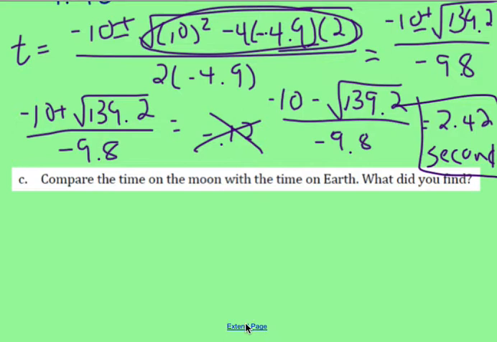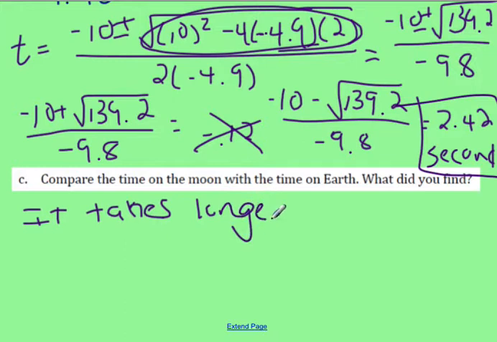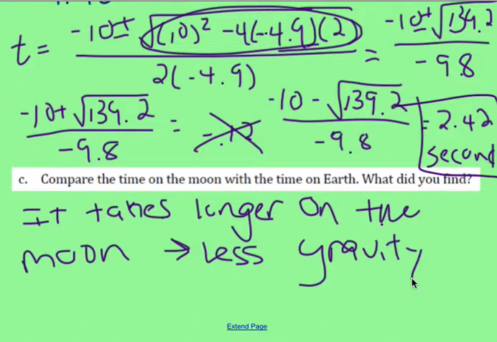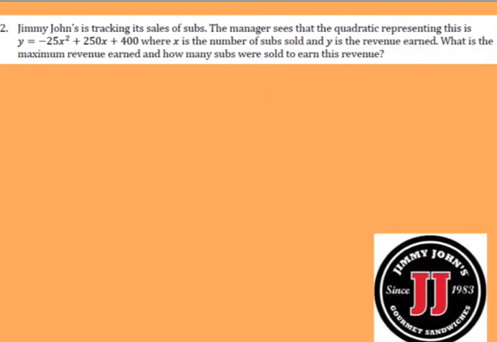On the moon, it takes 13.25. So we're just going to write, when we compare them, it takes longer on the moon. Why do you think that is? Well, it has less gravity. So if you think to science, since there's less gravity, there's not as much force pulling it back down to Earth. So let's go ahead and read through number 2.